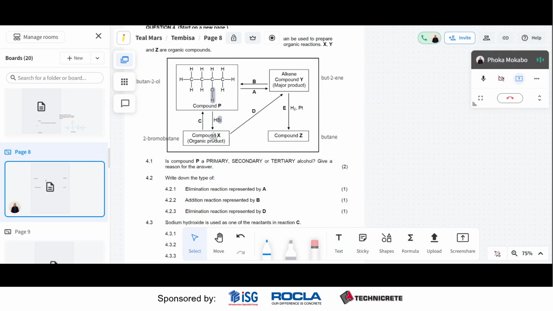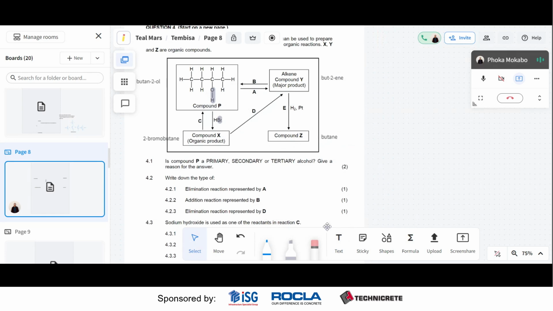And the one we're left with would be reaction D. For reaction D, we start off with compound X, which is a haloalkane, and we end up with an alkene. Now, to go from a haloalkane to an alkene, we call this process dehydrohalogenation, because we are losing hydrogen and a halogen. So dehydrohalogenation. Okay.